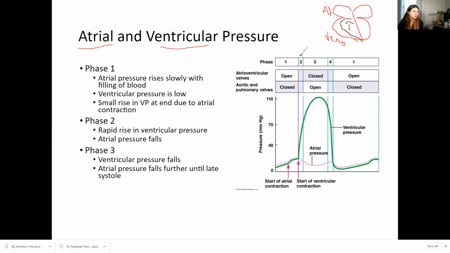So phase 2 is quite short. Here's phase 2, but we can see that the ventricular pressure is shooting up. The atrial pressure is going down a little bit, especially in comparison to the ventricles. This means that blood would want to flow from high to low, from the ventricle to the atria, but as it tries to flow backwards, this snaps our AV valves shut, so it can't.